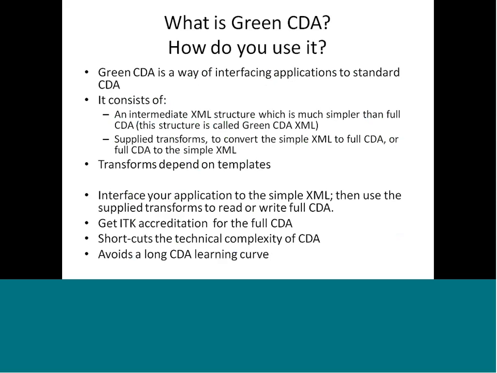What Green CDA consists of is an intermediate XML, which is much simpler than full CDA. And so you can really look at that XML and understand it. And so you have the intermediate XML and you have some supplied transforms which will reliably transform the intermediate Green XML up to full CDA, which passes accreditation tests, or which goes the other way. So you can use these Green CDAs either as a sender if you want to generate Green CDA and then convert it up to full CDA, or as a receiver if you want to receive full CDA and convert it down to Green CDA. But in either way, the idea is that what goes on the wire is full CDA and not Green CDA.